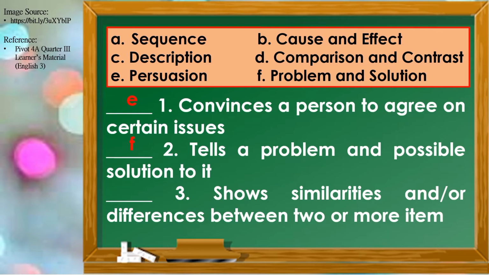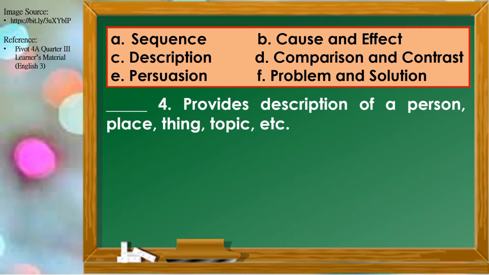Number 3, it shows similarities and differences between 2 or more items. Good job. The correct answer is letter D. It is a comparison and contrast informational text. Number 4, it provides description of a person, place, thing, topic, and others. Very good. The correct answer is letter C. This is a description informational text.